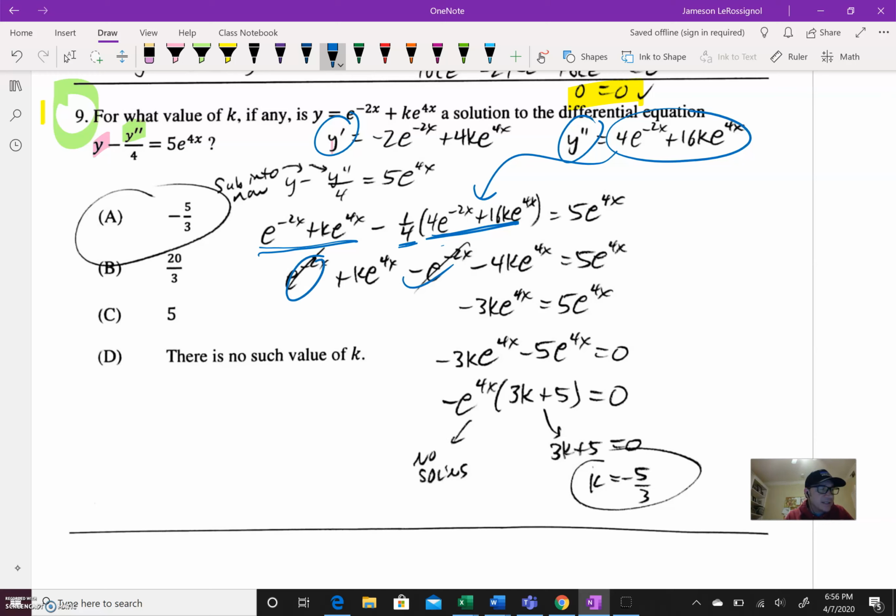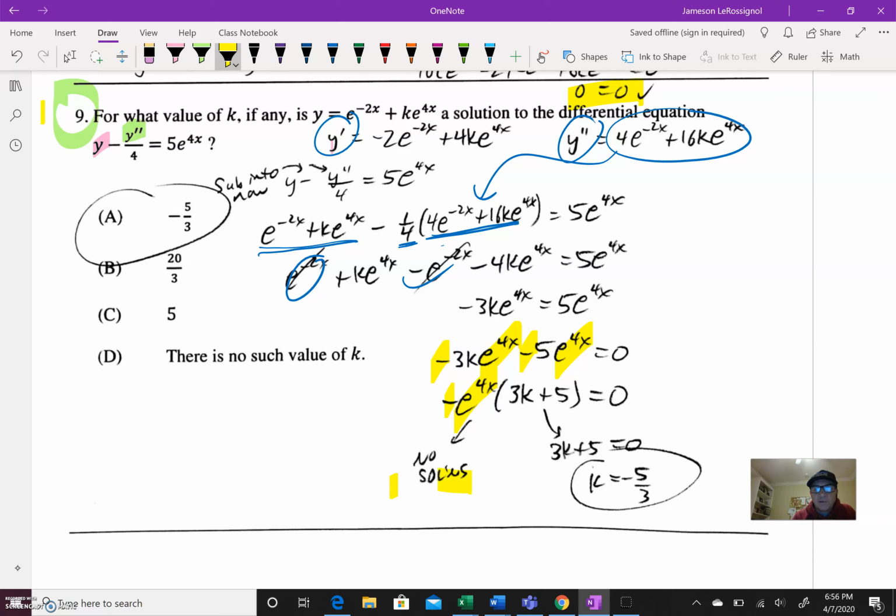We got some nice cancellations here. And then we end up with k's on the left, no k's on the right, but we can get through it. We can bring that right term over to the left. They both have an e to the 4x, and we recognize that, so we're going to factor that out. I also factored out a negative sign. You don't have to, but you can. It just seemed like the right thing to do this time. And then I'm left with a positive 3k plus 5.